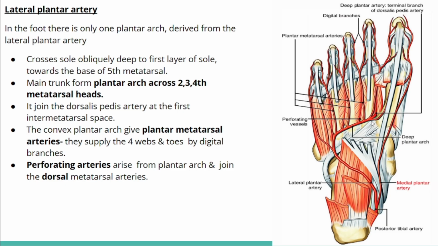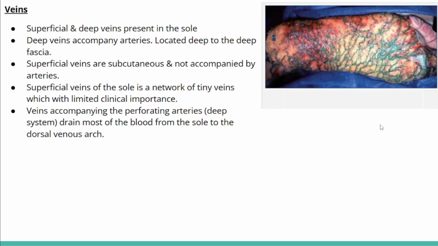Now this convex plantar arch gives rise to plantar metatarsal arteries. These supply the forefoot and toes by dividing into digital branches. It gives rise to perforating arteries also. The perforating vessels originate from the plantar arch. You can see these are the perforating arteries. They join the dorsal metatarsal arteries. So you can see there is a connection, or arterial anastomosis, between the dorsal arterial supply and the plantar arterial supply. Then we'll move on to the veins.